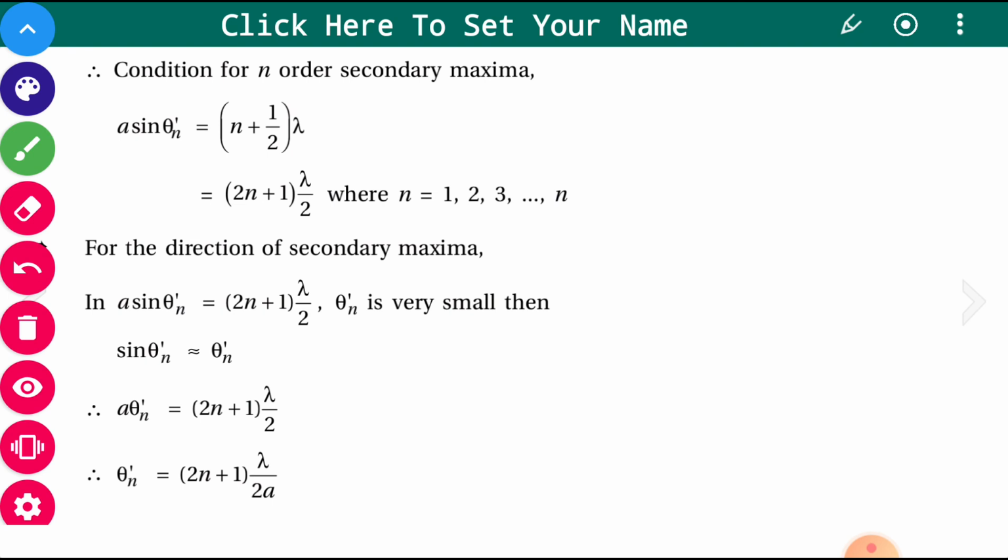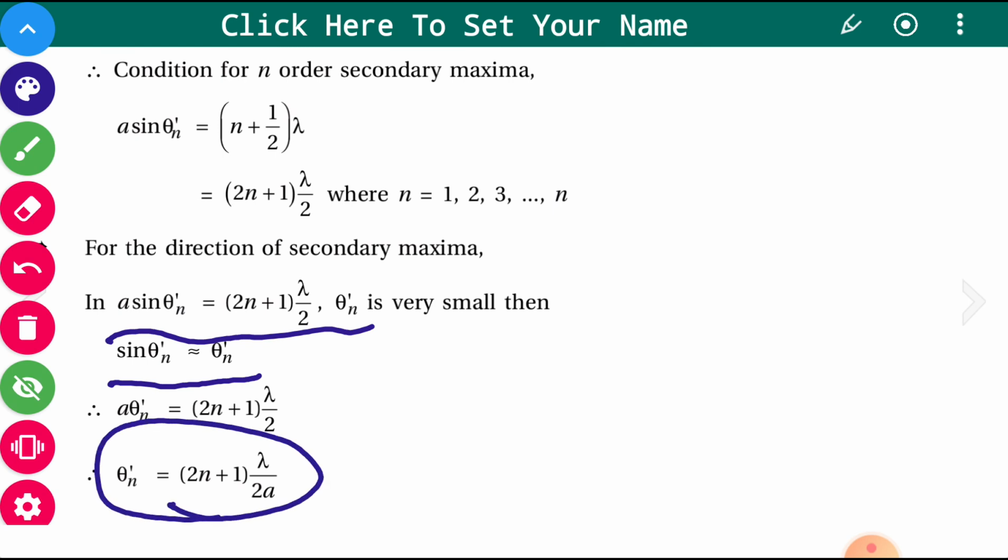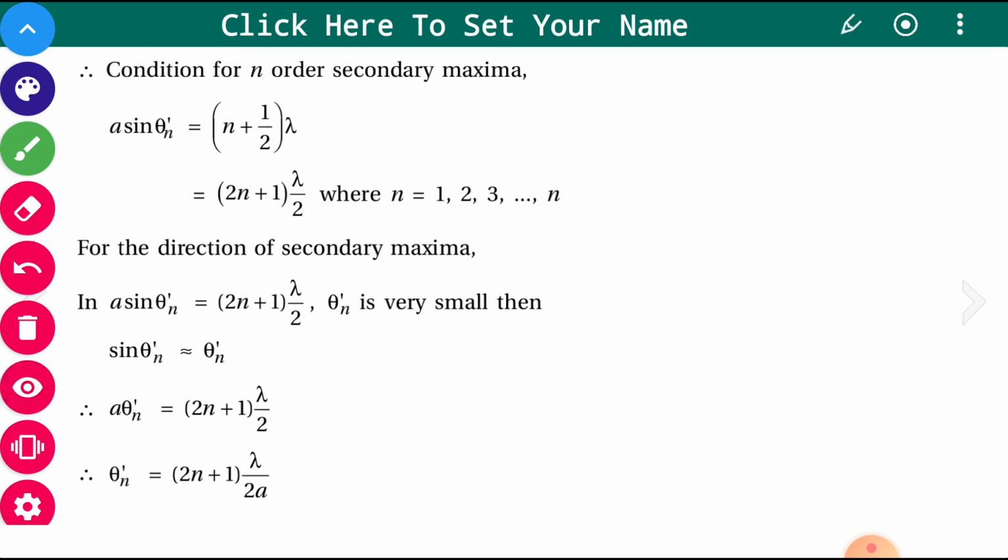And if a sin theta prime is equal to (2n plus 1) lambda by 2, and as theta n is very small, sin theta n is equal to theta n, we will get theta n prime to be (2n plus 1) lambda upon 2a.